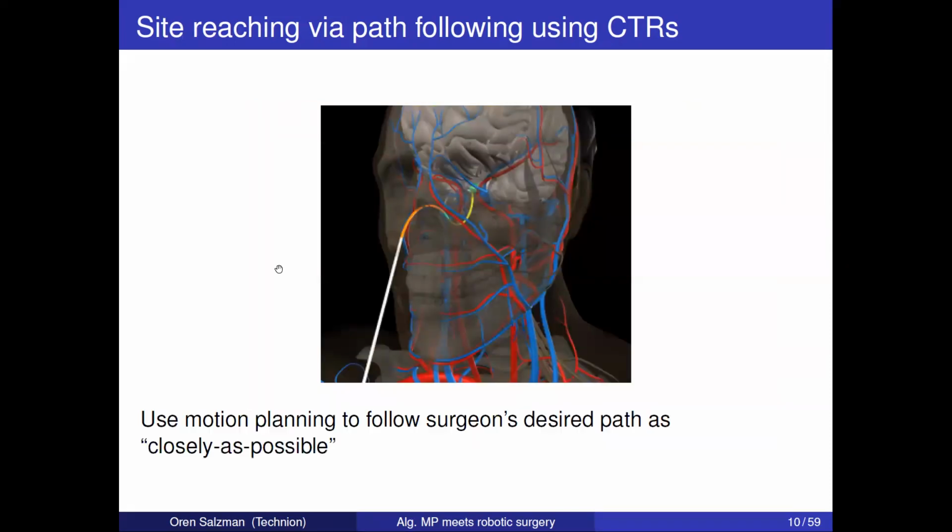So the first kind of planning problem that we're going to look at is how can we follow a path with the tip of the robot that the surgeon gave us as closely as possible. So in this example, we want to come in through the nasal cavity in order to either reach the brain or the back of the eye.